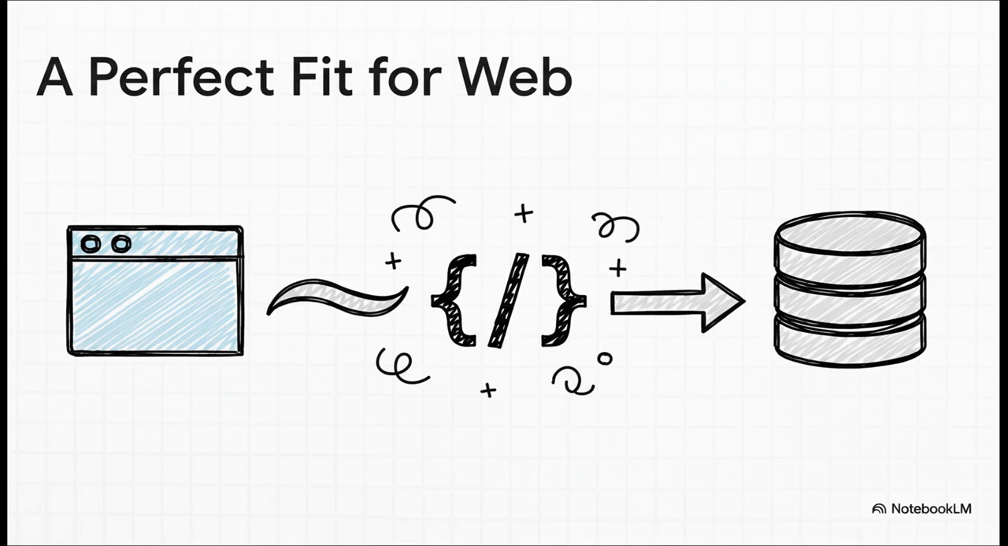Think about it. Modern web apps live and breathe JSON. Your front-end framework sends JSON, your API processes JSON. So why would you want to have this awkward translation layer at the database level? Document databases store data in a format that's basically JSON. That means the data just flows seamlessly all the way from the database to the user's browser. It's perfect for rapid, agile development.